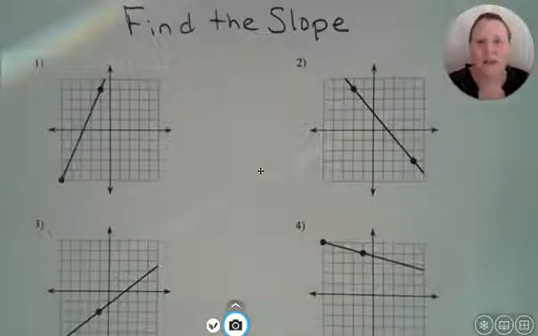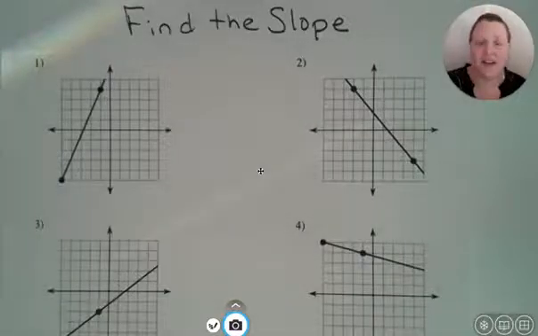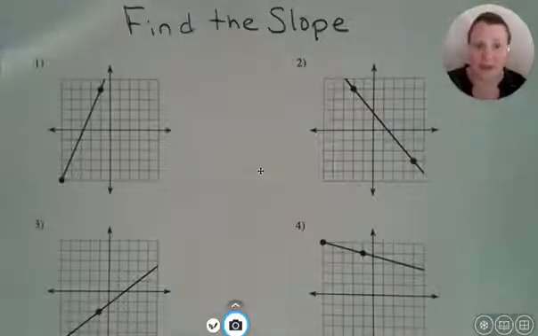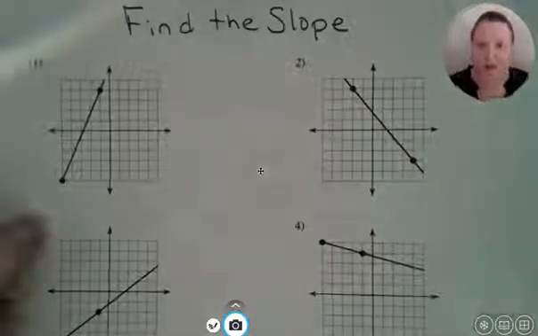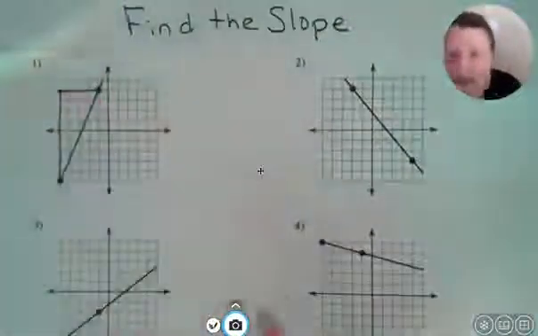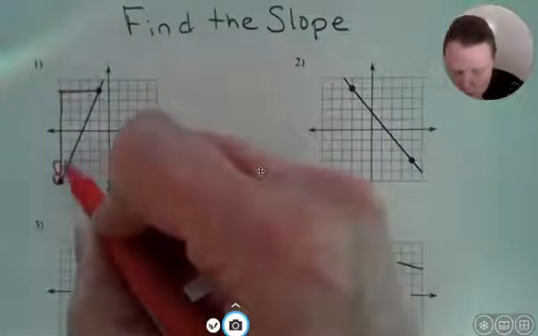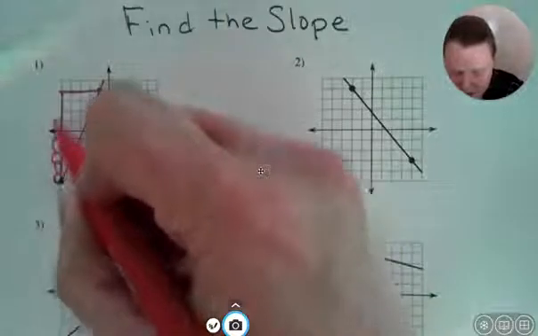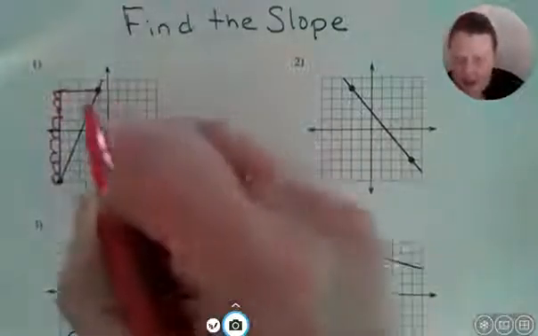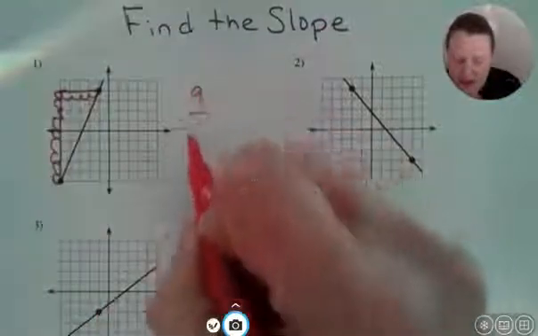Hi everybody. We're going to use this assignment, this Edpuzzle, to review finding slope. I'm going to pause after each question and ask you what the slope is. Right now I'd like you to try to find the slope here on number 1. You're going to draw the triangle and count the boxes accordingly. So we have 1, 2, 3, 4, 5, 6, 7, 8, 9, and then 1, 2, 3, 4. Notice it is uphill, so it'll be 9 up and 4 over.